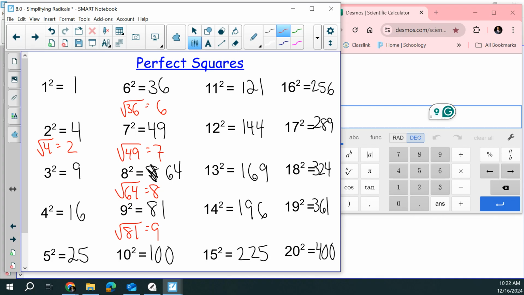So that's how perfect squares work. If you square something, it equals 4. If I do the square root of 4, it equals 2. I square 3, it equals 9. I do the square root of 9, it equals 3. They're just like opposites, squares and square roots.